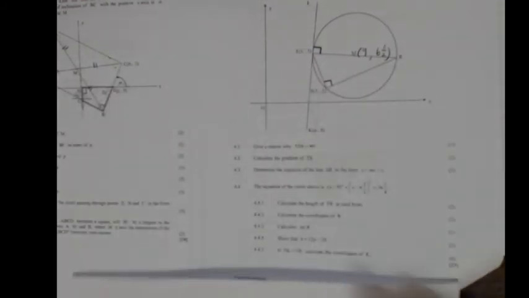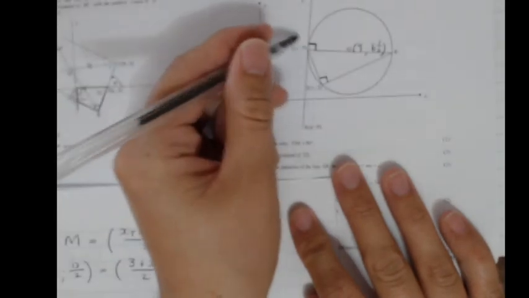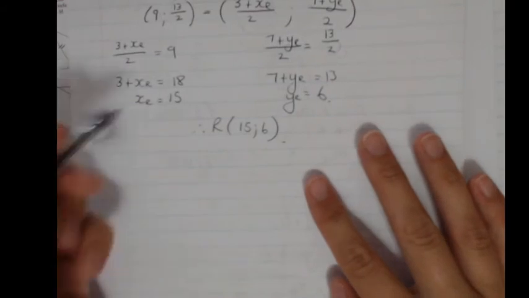Alright, that's 4.4.2. 4.4.3 says calculate sine R. Sine is going to be length of TS over length of TR, and I think I already have the length of TR as root 145. I need the length of TS. Have I not calculated that yet? I got the gradient of TS. I don't have the length of TS. So, I mean, it's not really difficult to get.